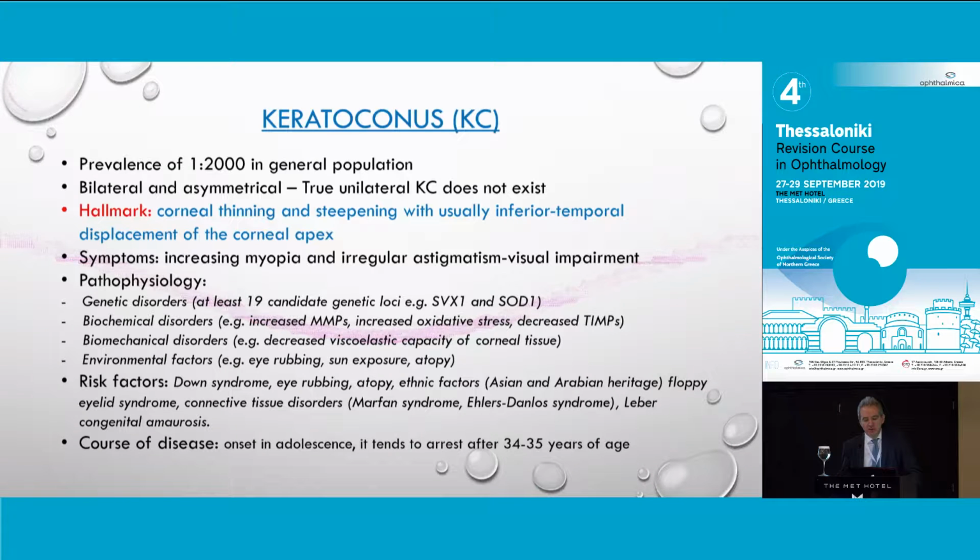Now, what are the ocular visual disturbances for patients suffering from keratoconus? Increasing myopia and irregular astigmatism. These patients normally go to the optician complaining of increasing myopia and very often changes in the axis of their astigmatism, asking for a new pair of glasses.